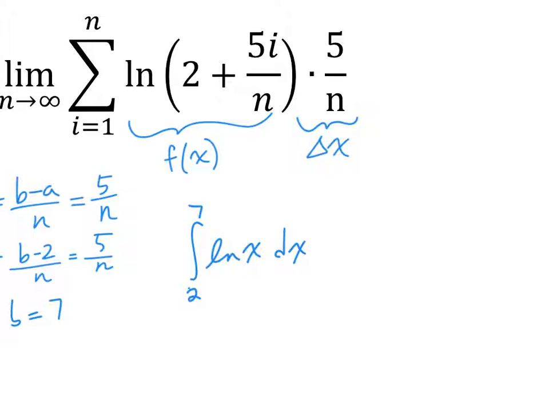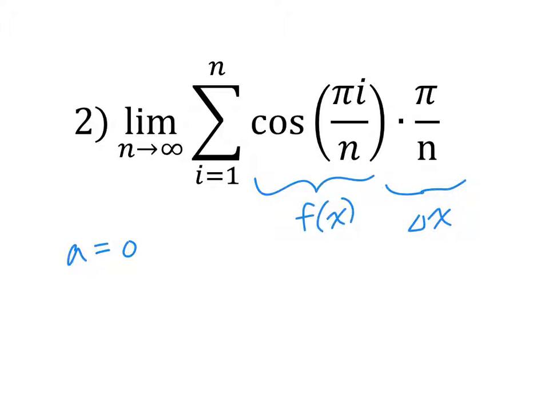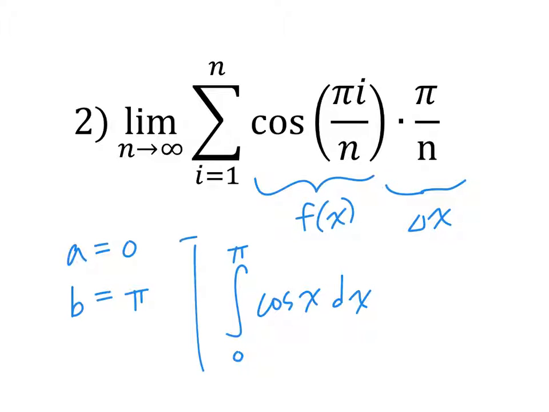All right, let's try another one. Okay, what number is delta x? Pi over n. And this part is f of x. What number is a? 0. Yeah, when there is no number, it's just 0. All right, go ahead and write the definite integral. Okay, so b is equal to what? Pi. So the integral is from 0 to pi of cosine x dx. Again, don't forget your dx.